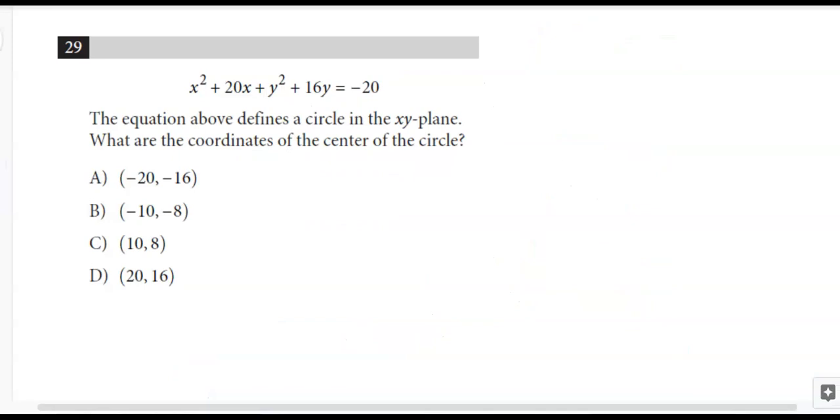All right, number 29. This one's pretty tough. The equation defines a circle in the xy-plane. What are the coordinates of the center of the circle?